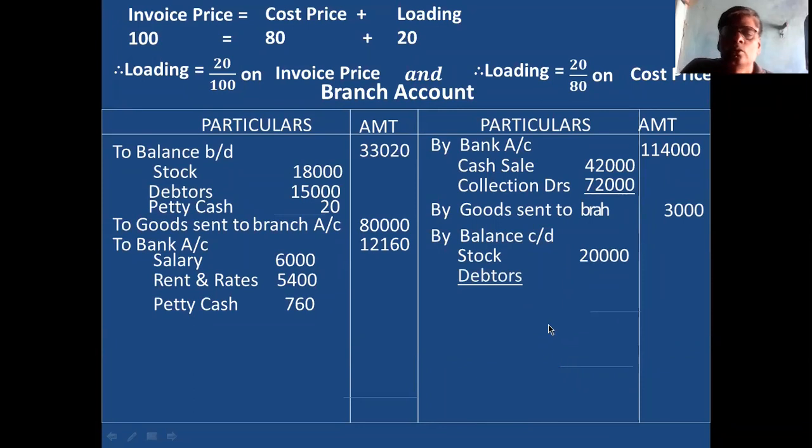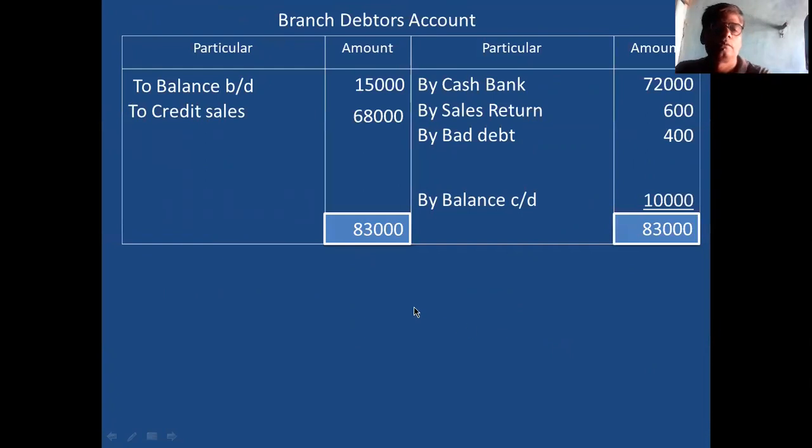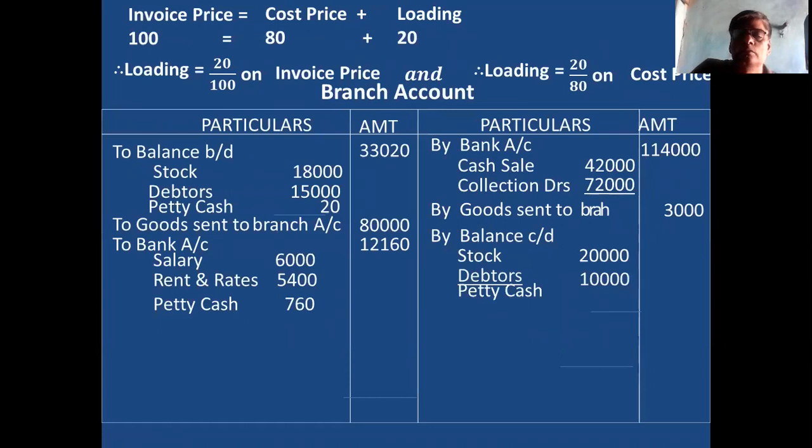Okay. So you complete the debtors account and take the debtors closing balance here. This is your debtors account. Complete the debtors account. Then 10,000 is the balance. You take this 10,000 to the branch account.